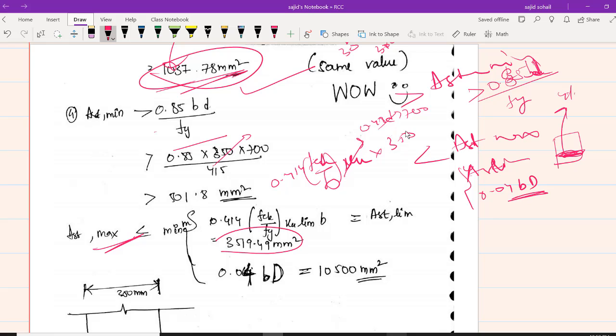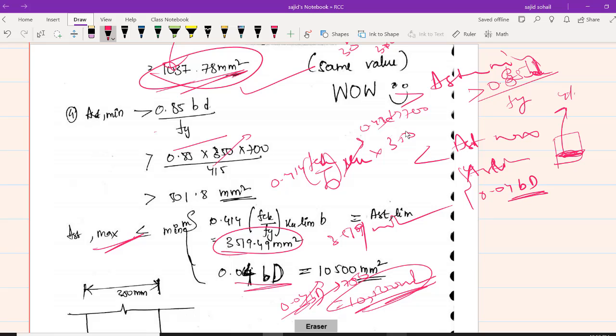You will be getting 3519 something mm², okay, 3519 mm². And obviously you have to check for 4% area also. How much will 4% area come to? 0.04 BD. So it is 10,500 mm². Just calculate. B is 350, capital D is 750, right? Into 0.04, 10,500 mm². So it should be less than these two cases.